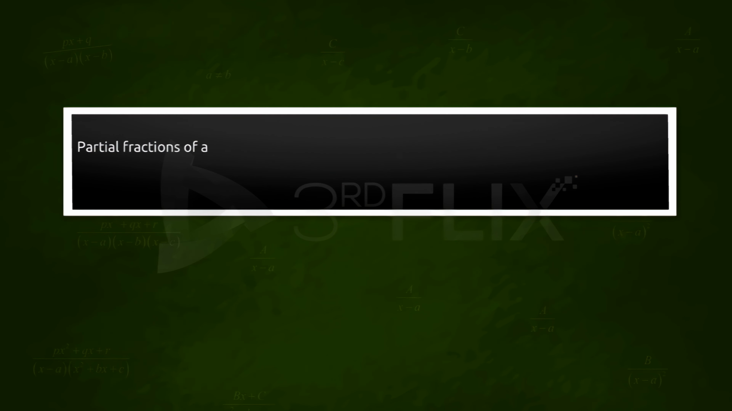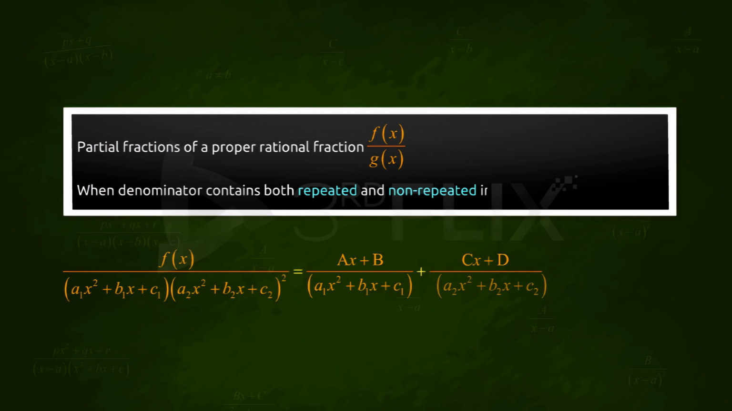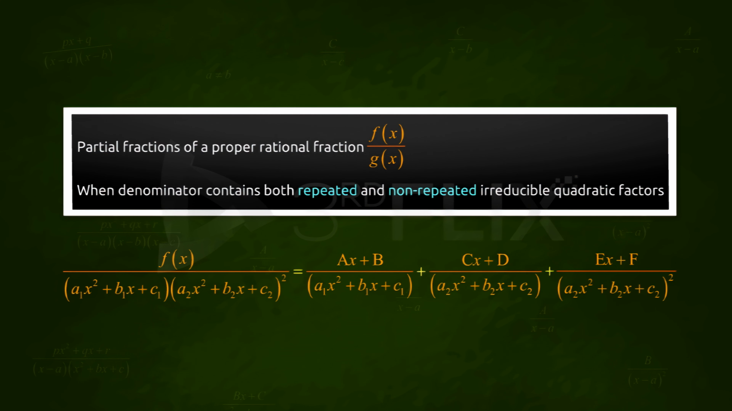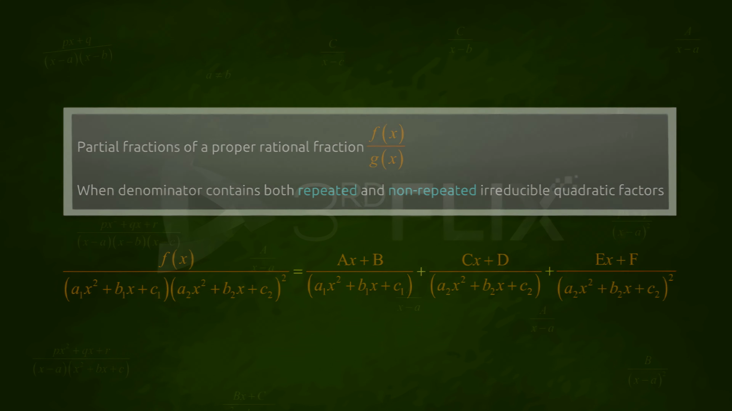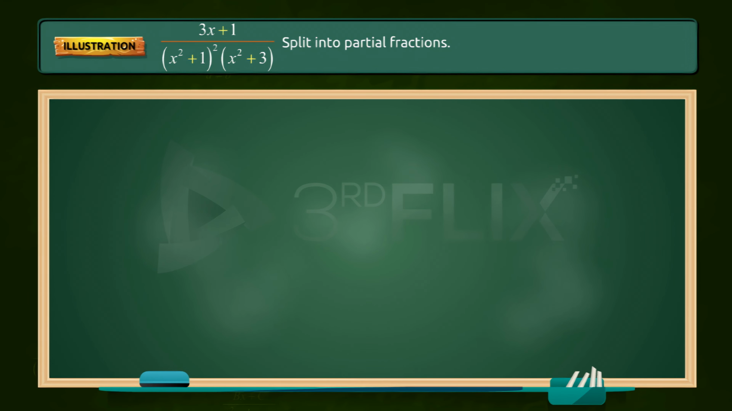Partial fractions of a proper rational fraction f of x divided by g of x when the denominator contains both repeated and non-repeated irreducible quadratic factors. Illustration. 3x plus 1 whole divided by x square plus 1 whole power 2 into x square plus 3, split into partial fractions. Solution.